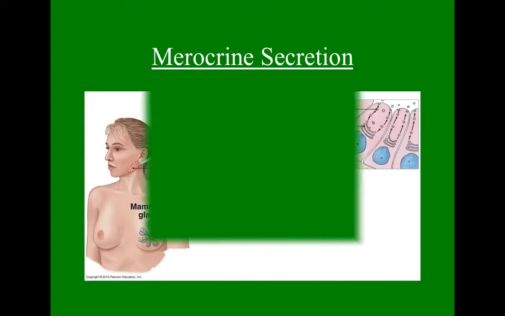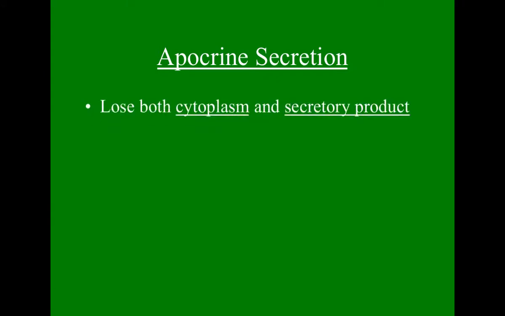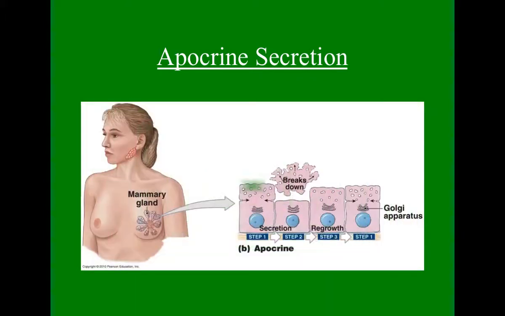The second type of secretion is apocrine secretion. In apocrine secretion, we lose both some of the cytoplasm as well as the product that the cell is producing. What happens is the vesicles actually pack, cram very tightly into one end of the cell before that portion of the cytoplasm is shed. So we have this pattern of packing the secretory vesicles here. You can see the cell membrane pinches in, all right? That portion then pulls off of the cell.